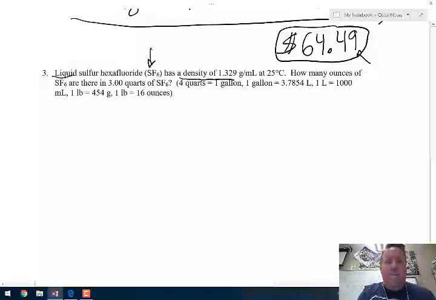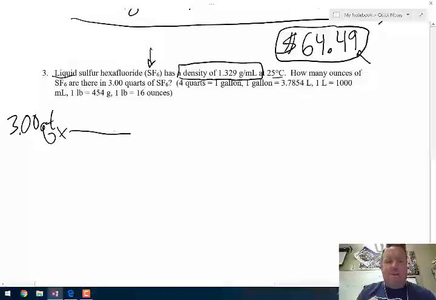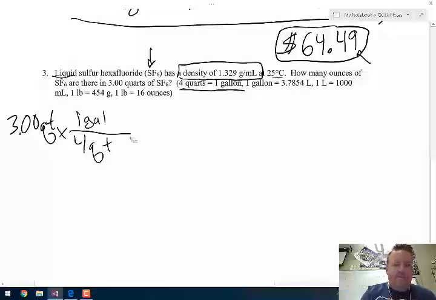It has a density of 1.329 grams per milliliter at 25 degrees Celsius. How many ounces of SF6 are there in 3 quarts of SF6? So again, just like always, 3.00 quarts is where we're starting. All we're worried about right now is converting our quarts to something else. So here's a conversion: 4 quarts equals 1 gallon.